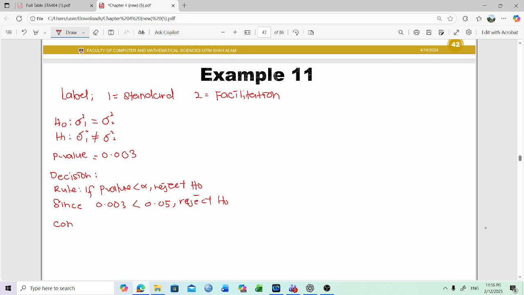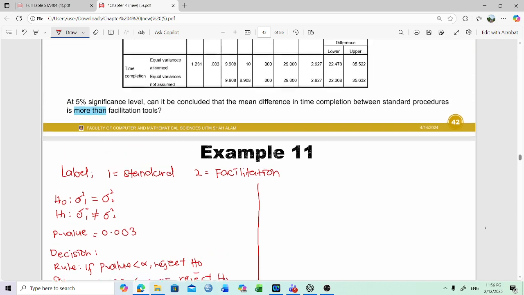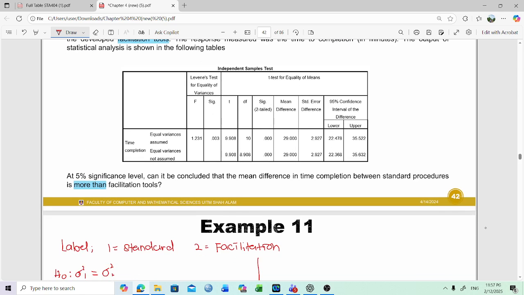Therefore, the conclusion is assume unequal variances. So after the Levene's test, you may proceed with the hypothesis testing for 2 population means. Okay. So we have done the Levene's test. Now we can answer this question. The question asks you, is the difference in time completion between standard procedure more than facilitation tools? We want to see that.